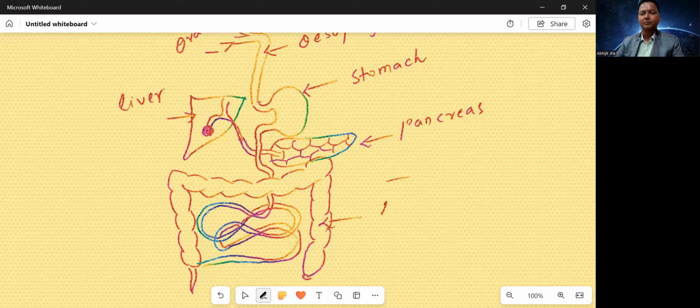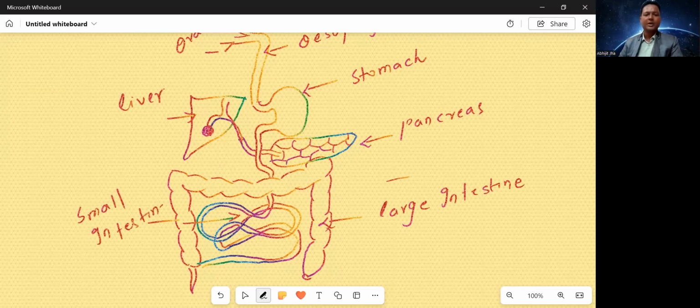This part is the large intestine. Inside the large intestine, the highly coiled part over here is known as the small intestine. And over here, the last part is the vermiform appendix. And above the vermiform appendix, we have the cecum. So this is the completely labeled diagram.